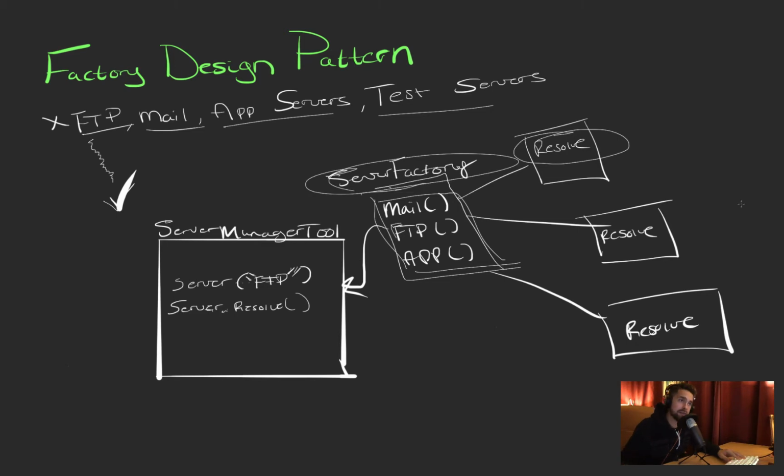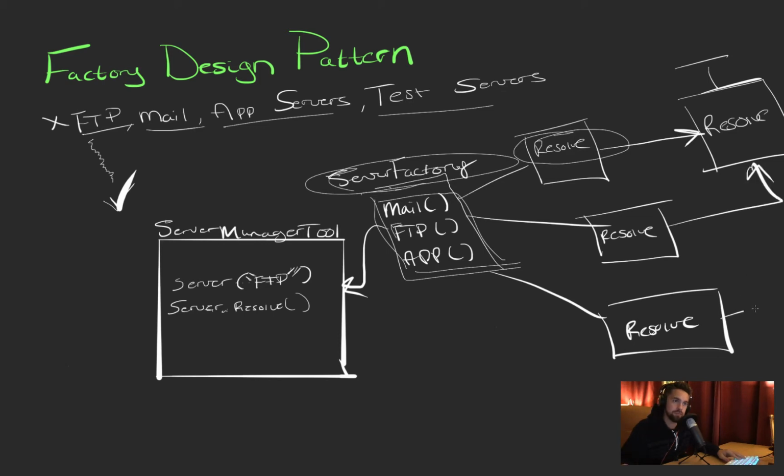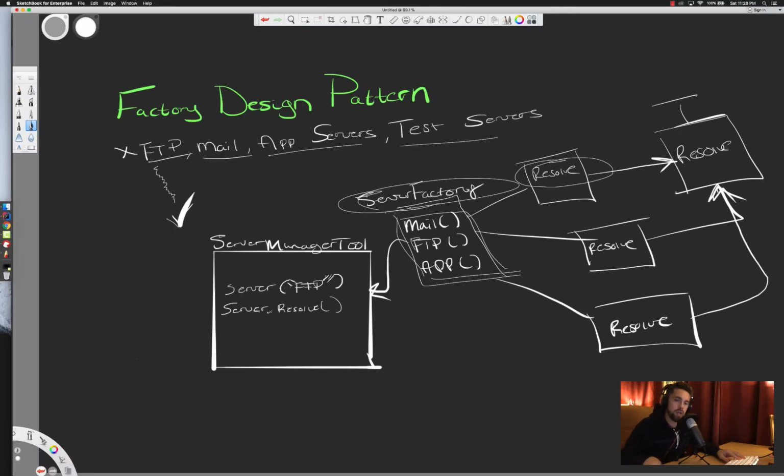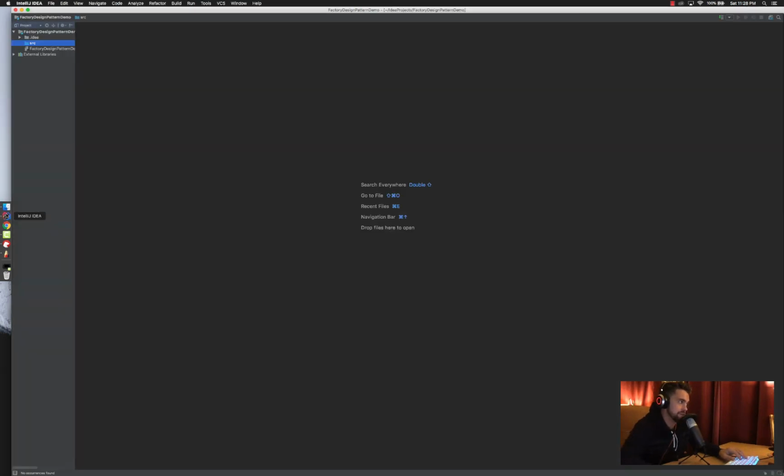We don't necessarily have to, and then we'll have an interface here. This will just be an interface with a resolve method that each of these will implement. And this defines a binding contract for all the servers that we're managing. So let's go ahead and dive into a little bit of code to better illustrate this example.